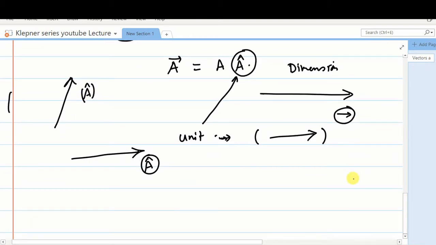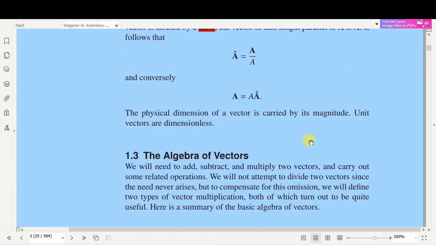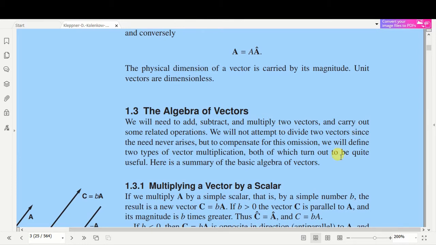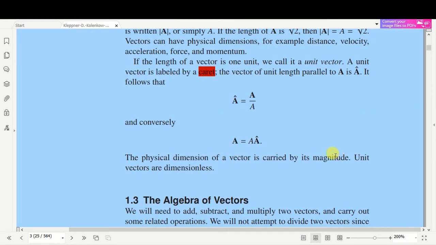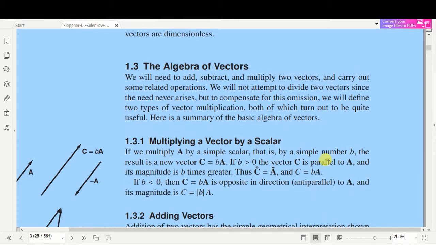Okay, next thing, if it is clear to you, the algebra of vectors. Hang on a second, one very interesting thing that I am going to tell you. We will need to add, subtract and multiply two vectors and carry out some related operations. We will not attempt to divide two vectors since the need never arises, but to compensate for this omission we will define two types of vector multiplication, both of which turn out to be quite useful. Here is a summary of the basic algebra of vectors.